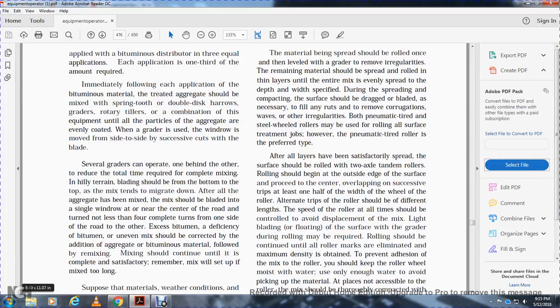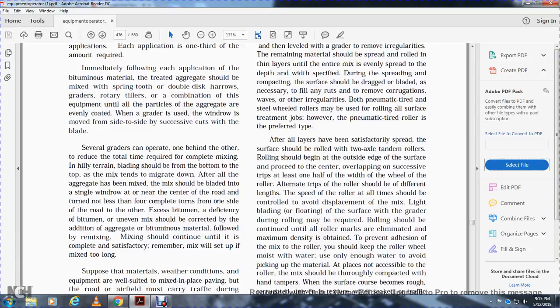Excessive bitumen, deficiency of bitumen, or uneven mixing should be corrected by the additional aggregate or bituminous material added with the blade. Mixing should be continued to complete satisfaction. Remember not to mix the setup if the mix is too long.